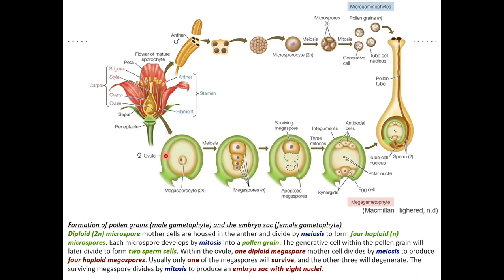And then for female gametophyte development, the megasporocyte will undergo meiosis to form 4 megaspores, in which only one of them becomes the surviving megaspore and undergoes 3 times mitotic division to form antipodal cells, polar nuclei, egg cell, and synergids.